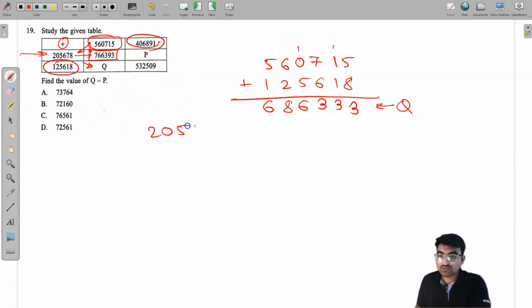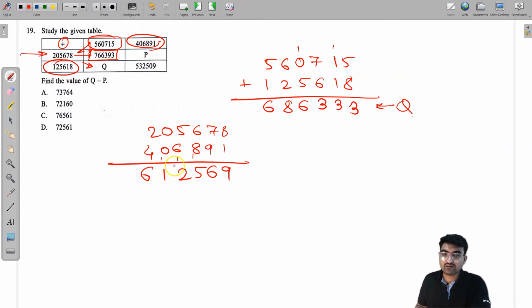Okay, and for P we have to add this number with this number. So it's 205678 plus 406891. Okay, so what is it? 8 plus 1 is 9, 9 plus 7 is 16, so 6 carry 1, 8 6s are 14 plus 1 is 15, so 5 carry 1, 6 plus 6 is 12, so 1, 4 plus 2 is 6.